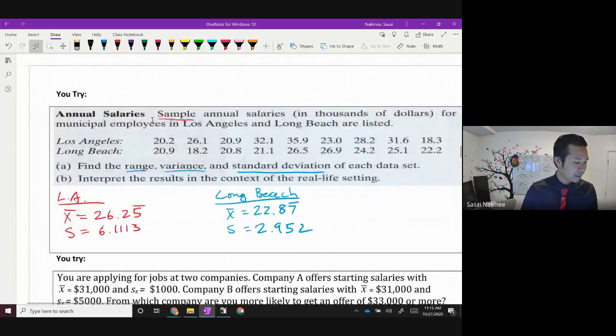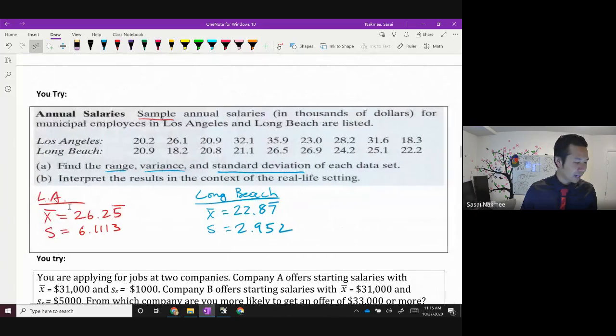And I have the average salary that a worker makes in Los Angeles compared to an average salary that a worker makes in Long Beach, which is not very much, is it? They have a difference of about 4,000 here. The average at Long Beach is 22,000. The average at Los Angeles is 26,000. But they have larger standard deviations. This standard deviation is about 2.9. This has a standard deviation of about 6.1.